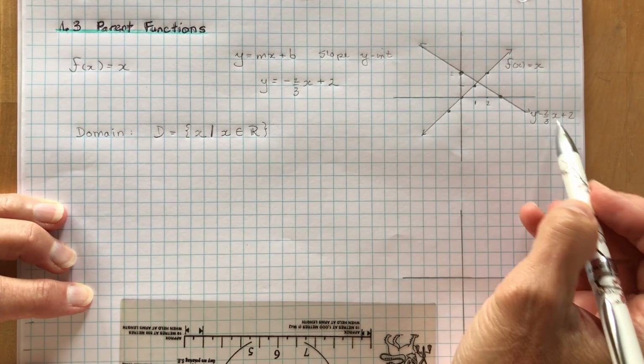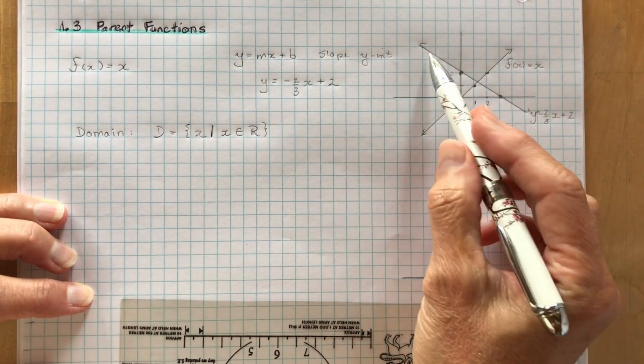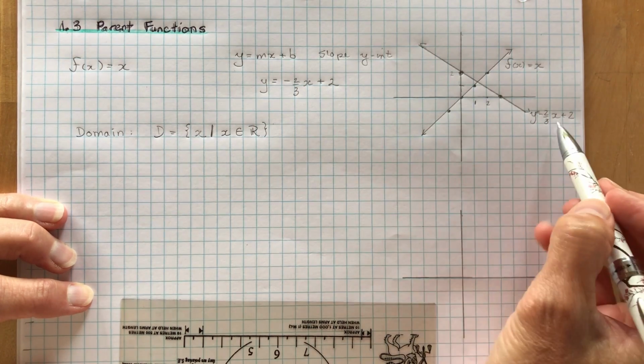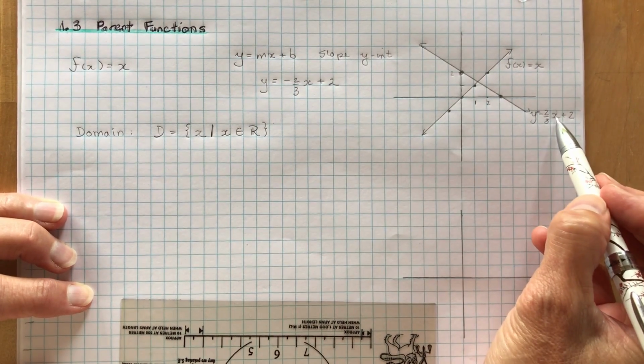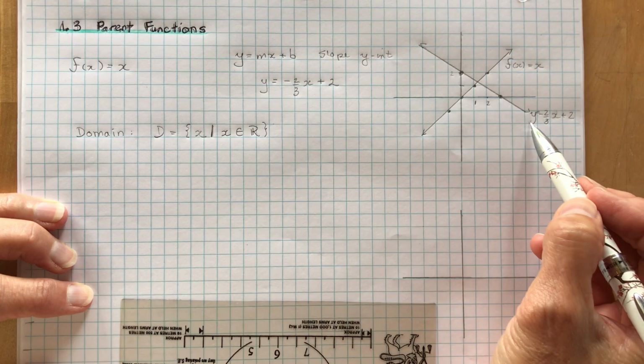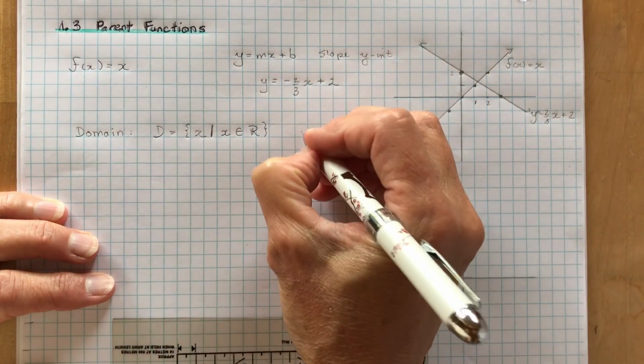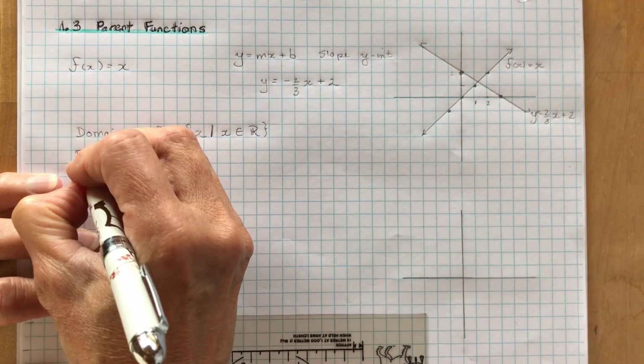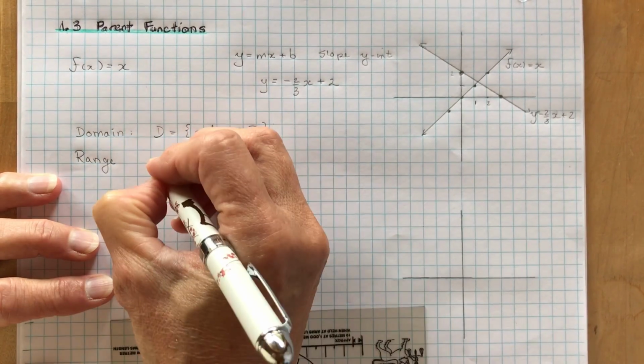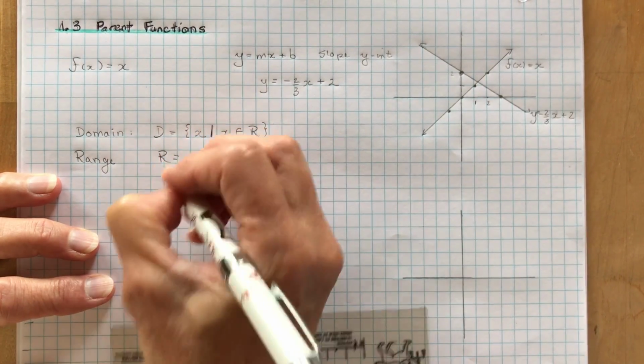Now, of course, if I was doing this domain and range, the domain is still all x's. I can put in any value for x here and get an answer for y, right? I can do whatever I want. Now the range, I'll put the range here. The range is capital R for range.